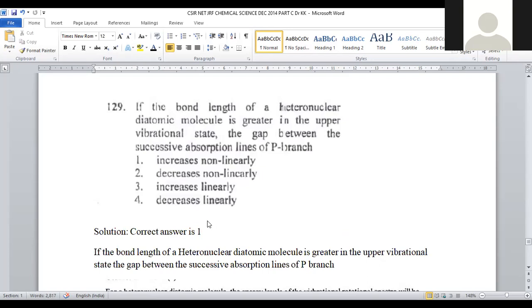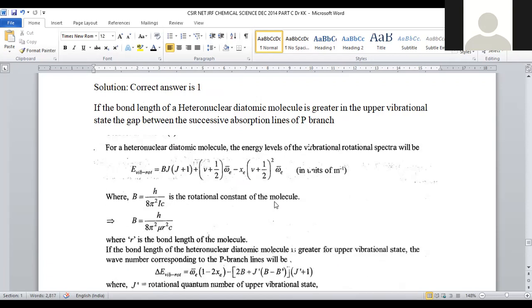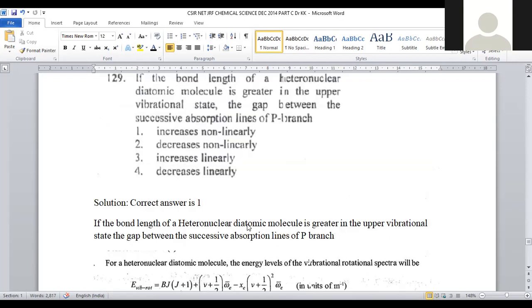If the bond length of heteronuclear diatomic molecule is greater than the upper vibration gap between the successive absorption lines in the P branch, right? I took this information from Ed Uncle. Thank you very much for providing the information.